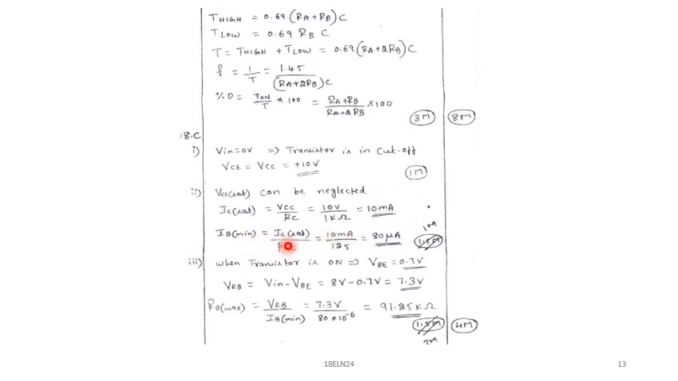And IB min is given by IC saturation divided by beta DC. So 10 milliamps divided by 125, you will get 80 microamps. This is IB min. And when the transistor is on, VBE is equal to 0.7. From this you can write VRB is equal to Vin minus VBE, so 8 minus 0.7, 7.3. From this you can obtain the maximum value of RB, that is RB max is given by VRB divided by IB min. So 7.3 divided by 80 microamps, 80 into 10 to the power minus 6. The answer is 91.25 kilo ohms.